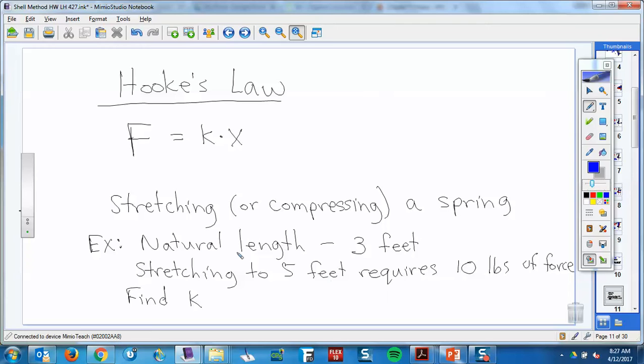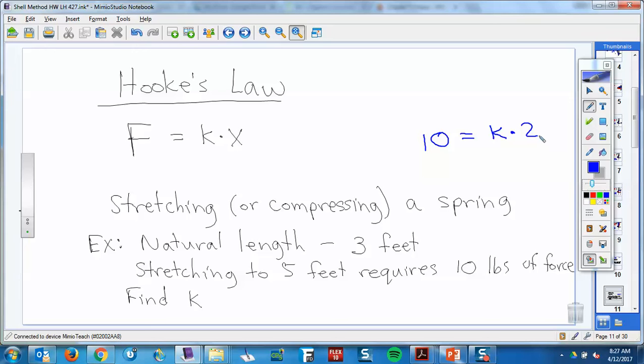So if I had a spring with a natural length of 3 feet, and I wanted to stretch it to 5 feet, and that took 10 pounds of force, what would the K be? Well, real easy. 10 equals K times X. Very important to understand this part: the X is how far you stretch the spring, not the length of the spring, right? So when we stretch it to 5 feet, we've moved it 2 feet.